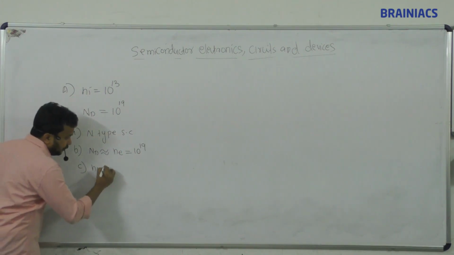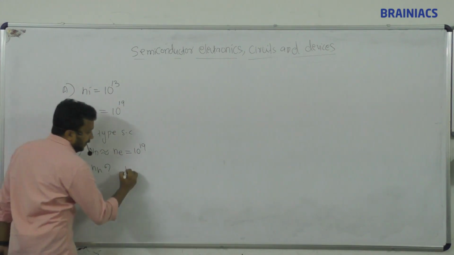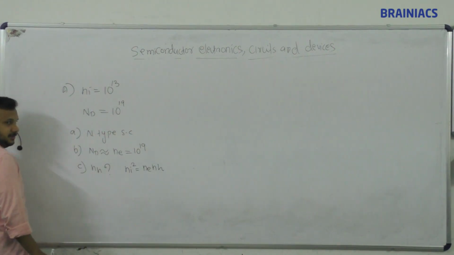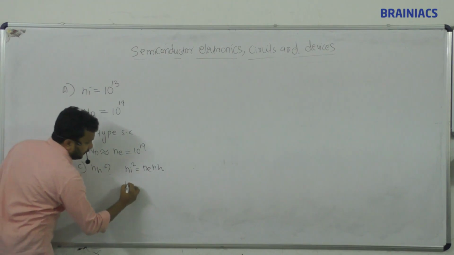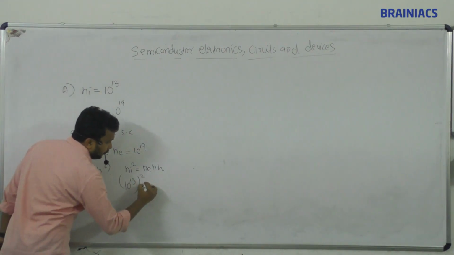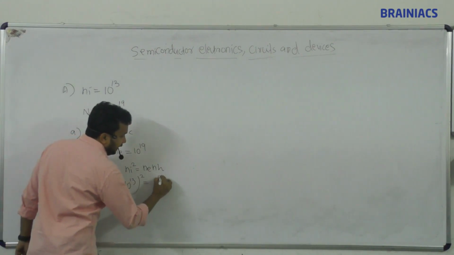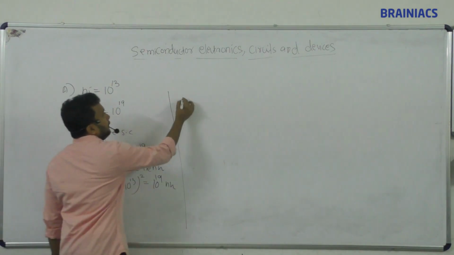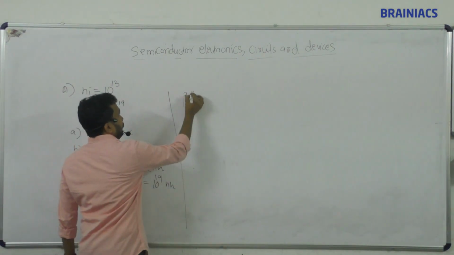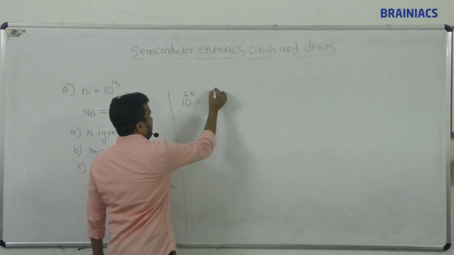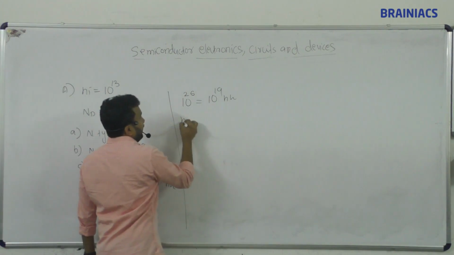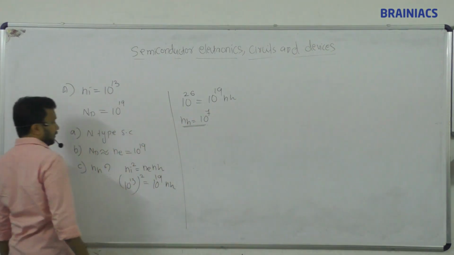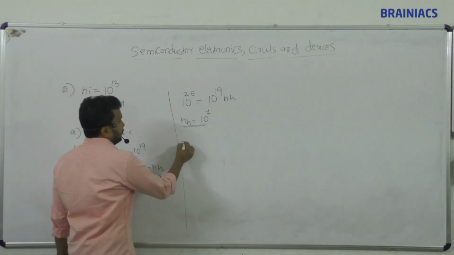Number of holes, NH. How should I find NH? Ni square is equal to Ne into NH. We'll substitute all the values. Ni square: 10 power 13 the square is equal to Ne, 10 power 19, into NH. 10 power 26 is equal to 10 power 19 into NH. So NH will be equal to 10 power 7. So that is also calculated. What is the fourth part of the question?